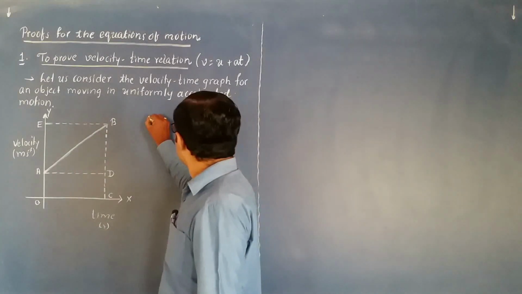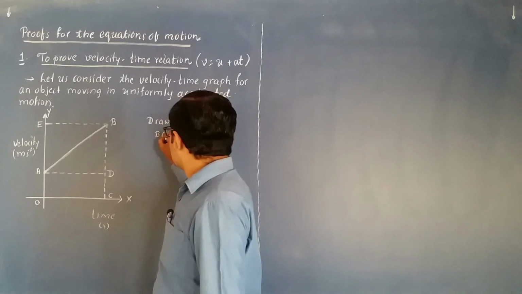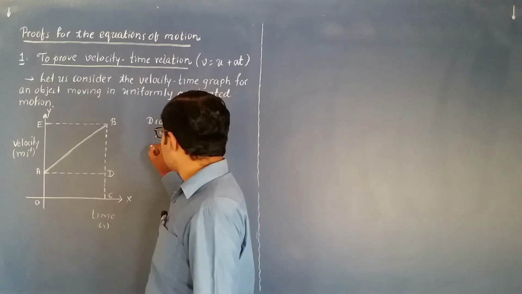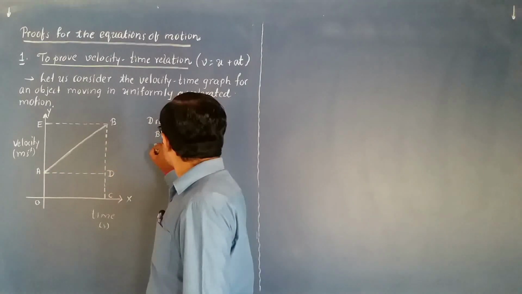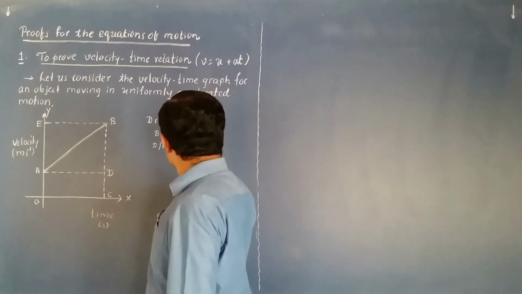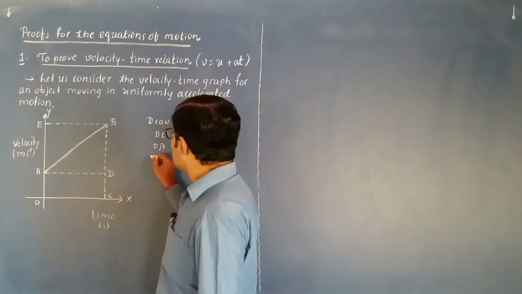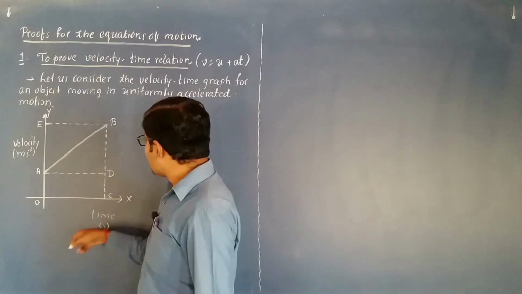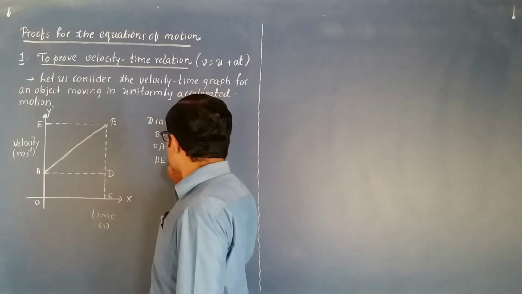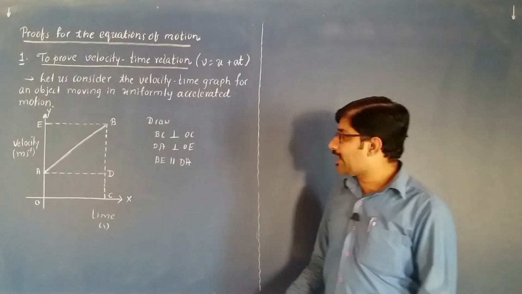So what we have drawn: BC perpendicular to OC. Similarly, you can say DA perpendicular to OE. You may take DA perpendicular to OE, and later you took BE, which is again perpendicular to the OE line, or you may say that BE is parallel to DA. We have done some adjustments, by which we can reach the solution to the problem.